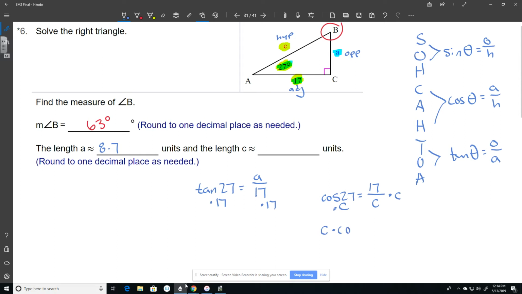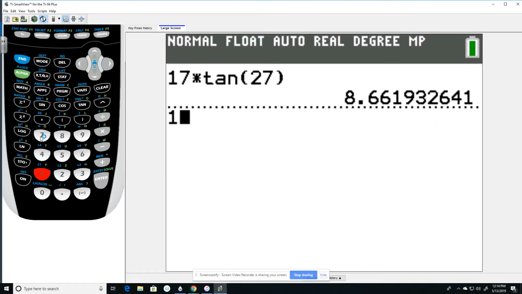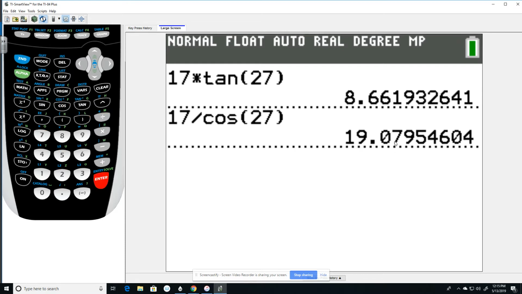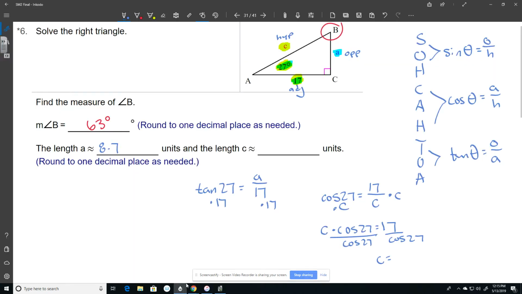I end up with C multiplied by cosine 27 equals 17. And now I want to get rid of cosine 27. So I'm going to divide it away since it's being multiplied by C. So C is going to equal 17 divided by the cosine of 27. And I get 19 point, again, I'm rounding to one decimal, so 19.1.